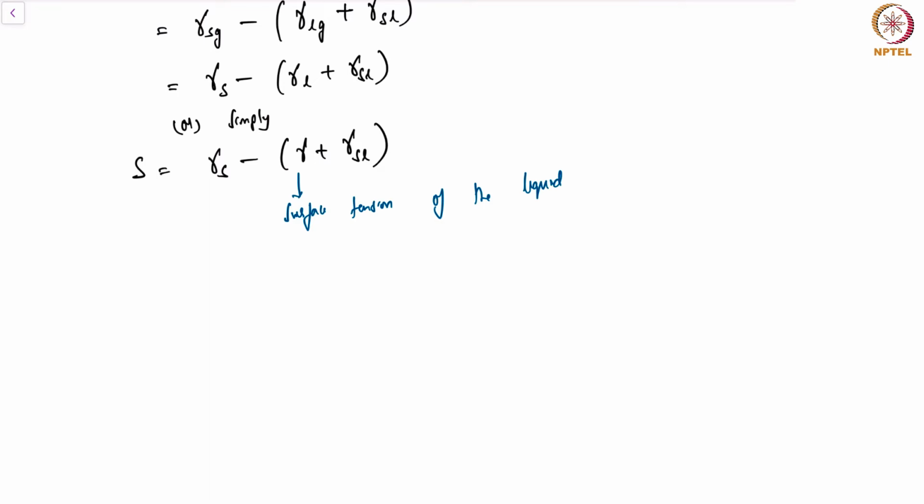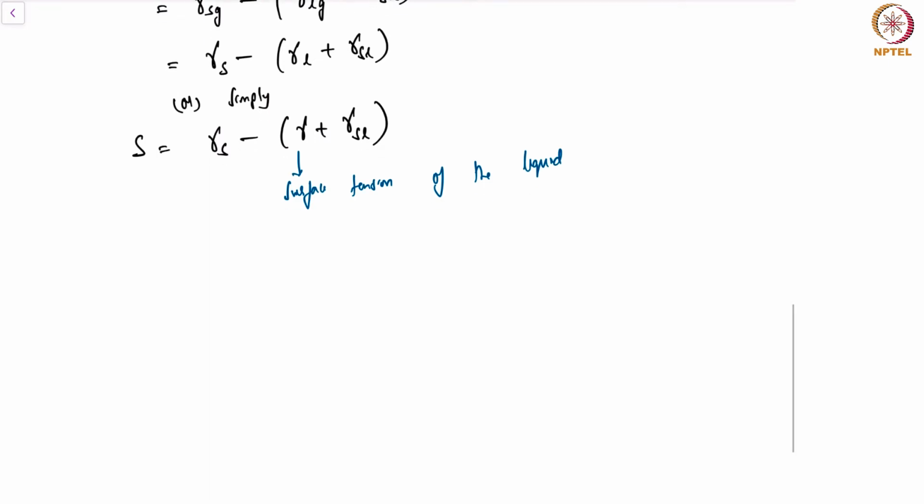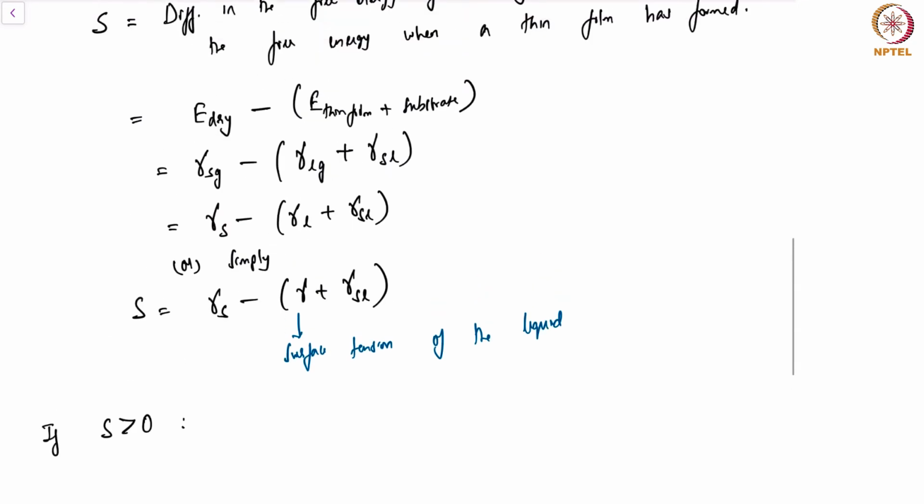Right? Now, if this quantity is positive, if S is greater than 0, then what does it tell us? It tells us that the free energy of the dry state is more than the free energy of configuration 1, where we have a thin film that is formed. So by forming a thin film on the solid surface, we have lowered the overall free energy of the system, and therefore it is favorable.